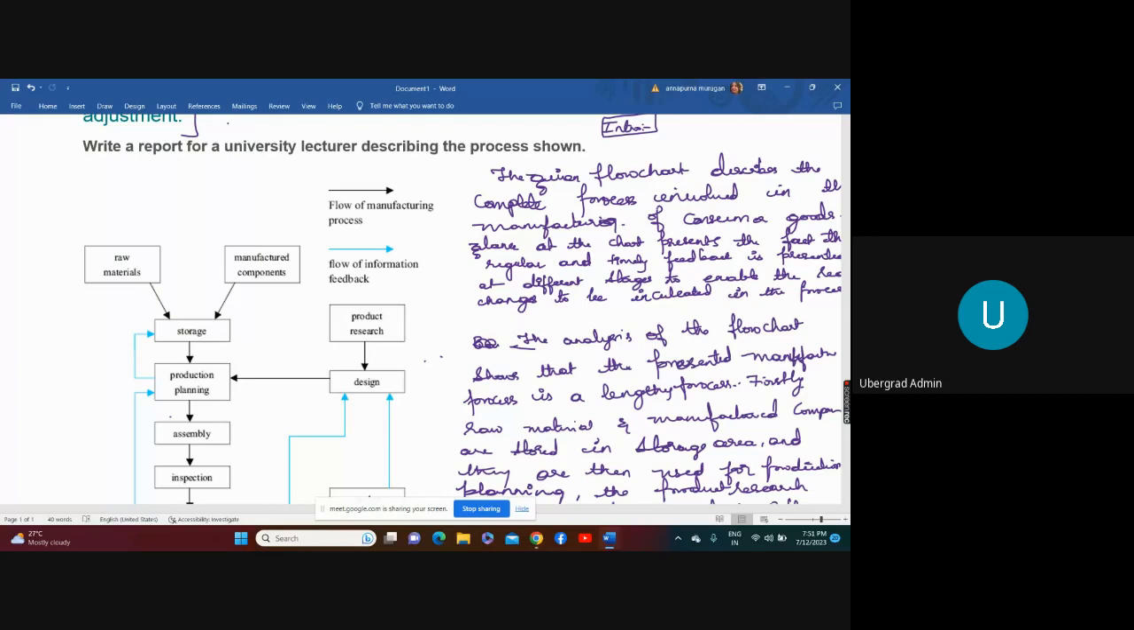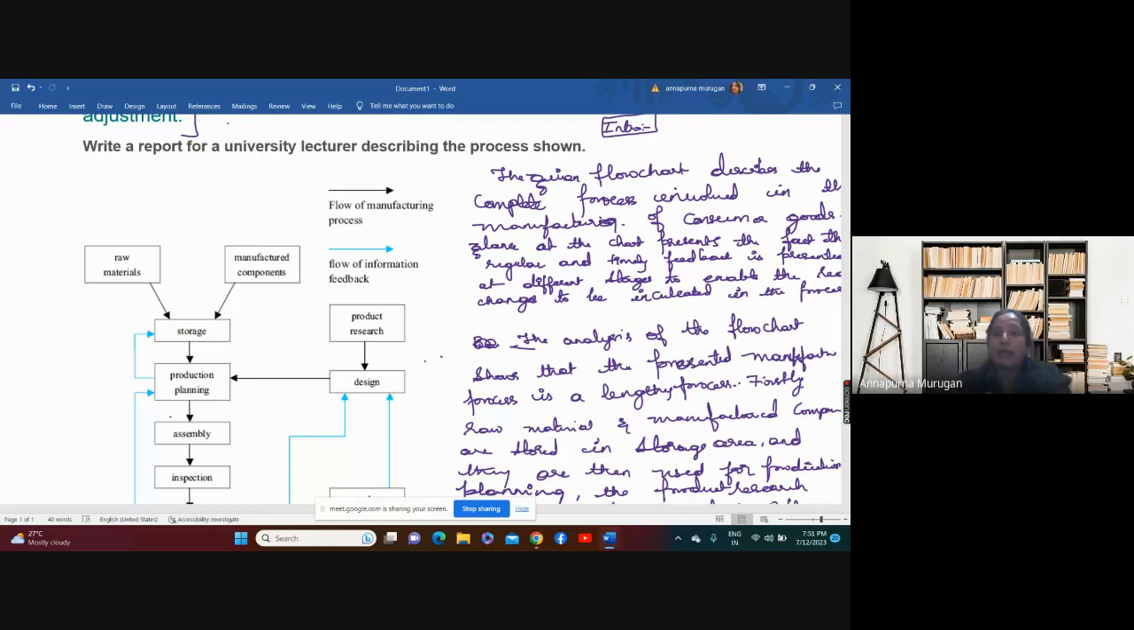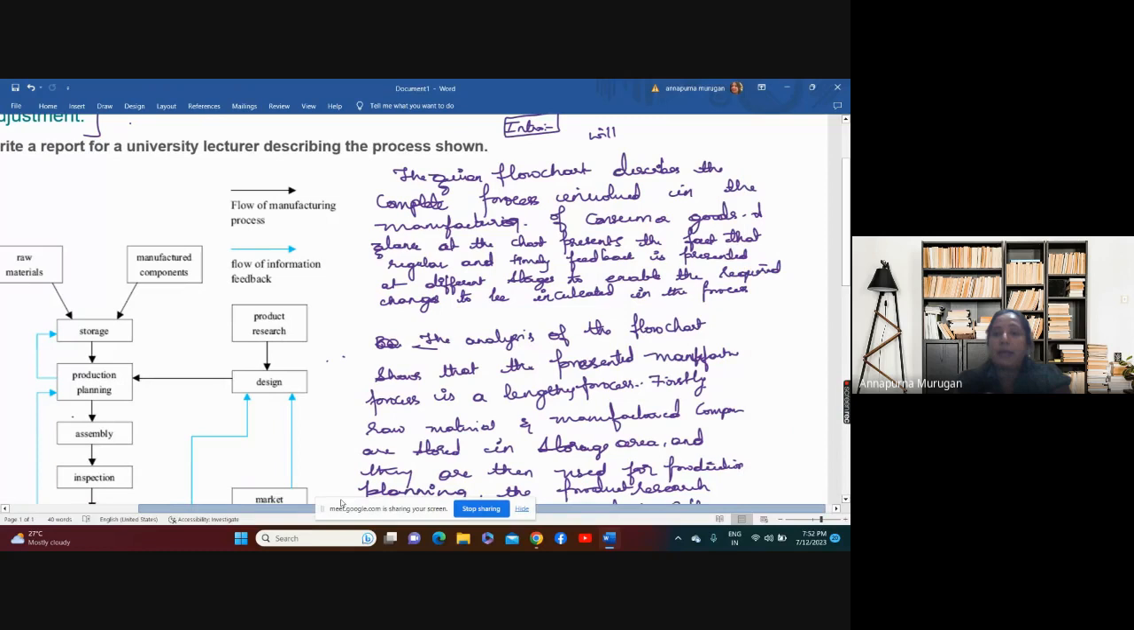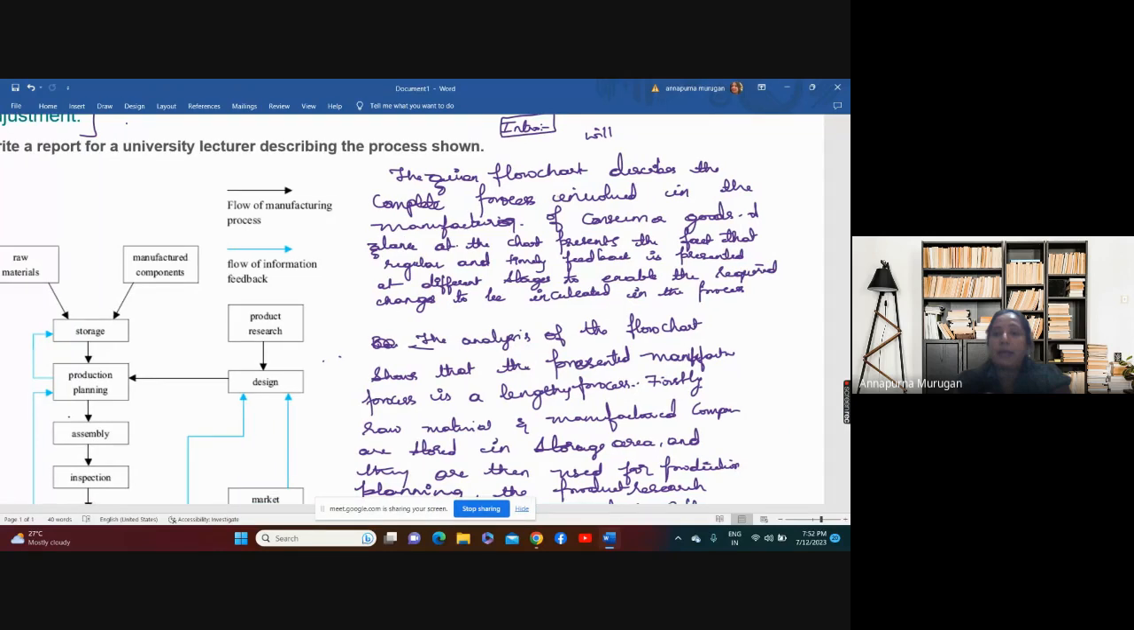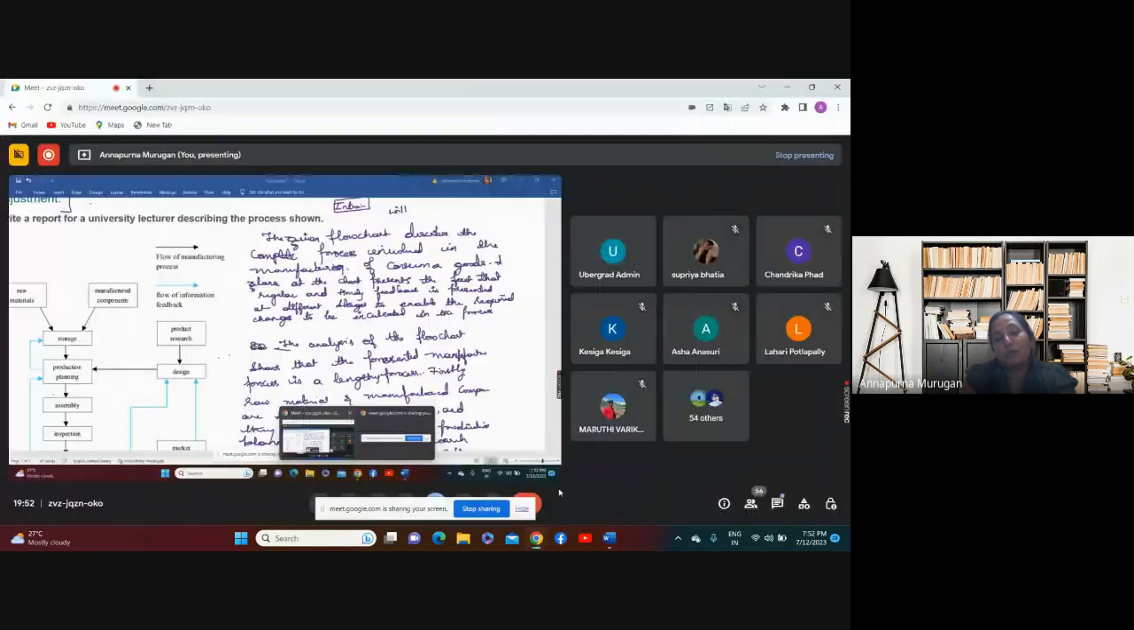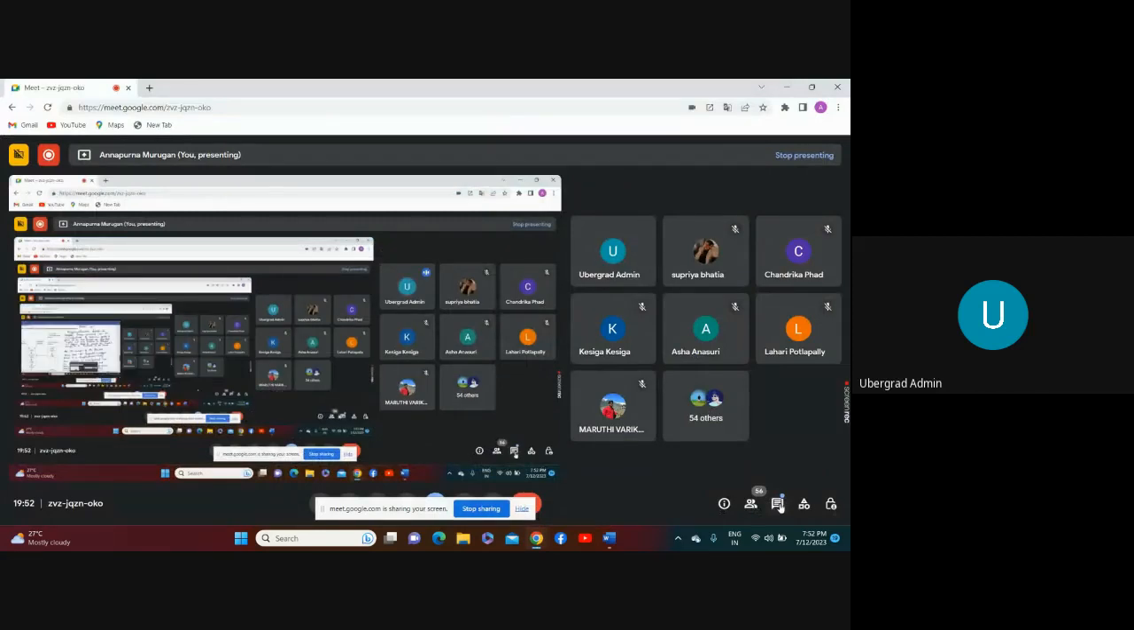The given flowchart describes the complete process involved in the manufacture of consumer goods. Let me read it out. A glance at the chart presents the fact that regular and timely feedback is presented at different stages to enable the required changes to be inculcated in the process. Let me see his chart.